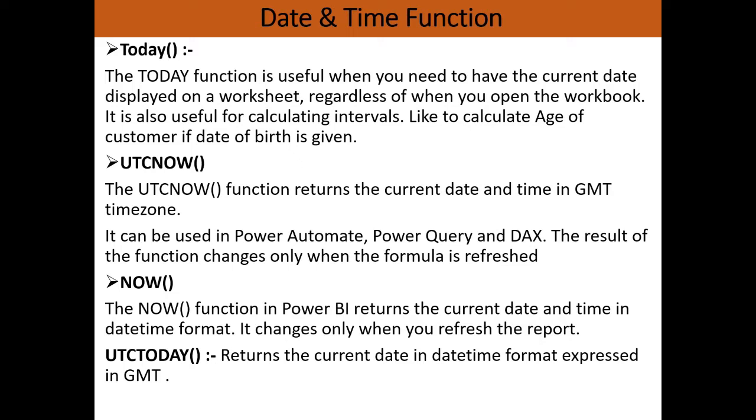The next important one is UTCNOW. The UTCNOW function returns the current date and time in the GMT time zone. It can be used in Power Automate, Power Query, and DAX. The result of the function changes only when the formula is refreshed. Now the next is NOW. It's also one of the important ones. The NOW function in Power BI returns the current date and time in datetime format. It changes only when you refresh the report. The next is UTCTODAY. It returns the current date in datetime format expressed in GMT. We will see all of these in more detail here.